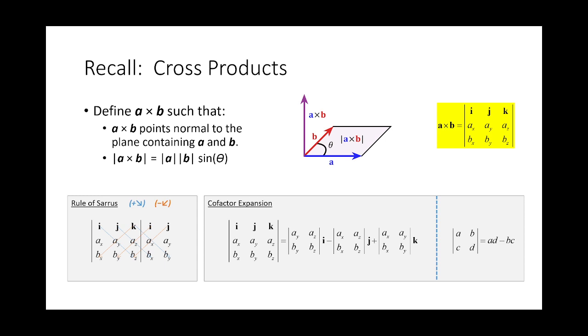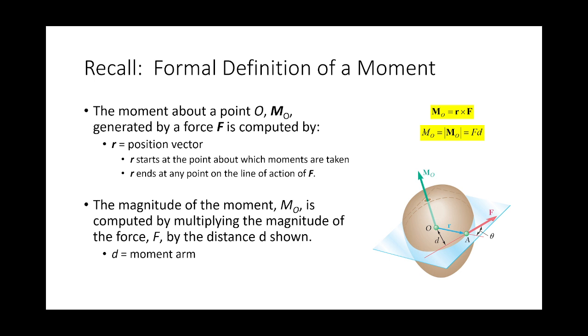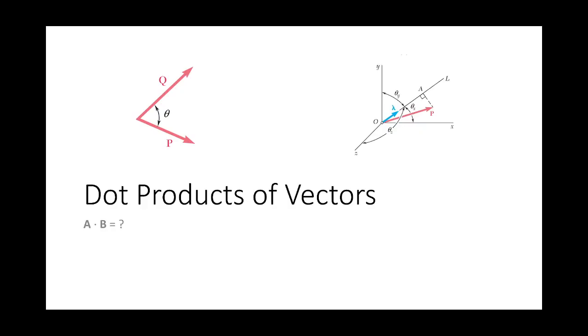You know that there's multiple ways, rule of Sarrus, cofactor expansion, et cetera. And the formal definition of a moment, remember, a moment is a vector, and the formal definition of that moment is R cross F. Now, let's just make sure we're clear about the position vector. R starts at the point about which moments are taken, and it ends at any point along the line of action of F. And we're going to slightly tweak that definition a little bit today for moments about an axis, but I think you'll be able to follow along. Okay, everybody good so far?